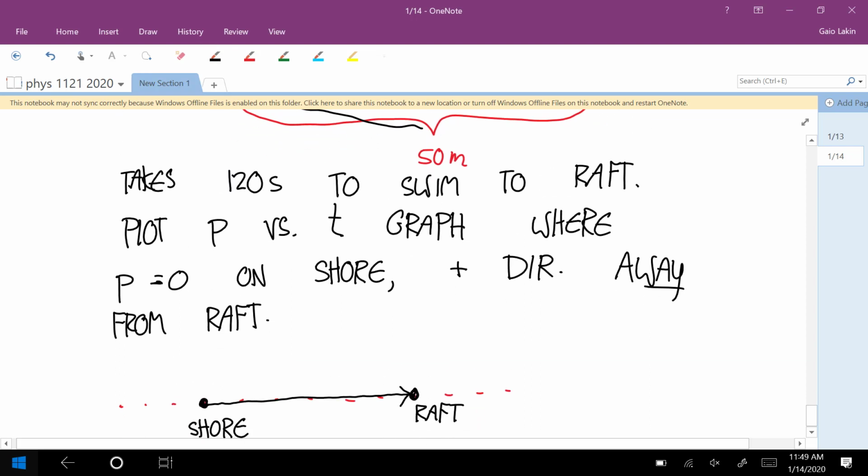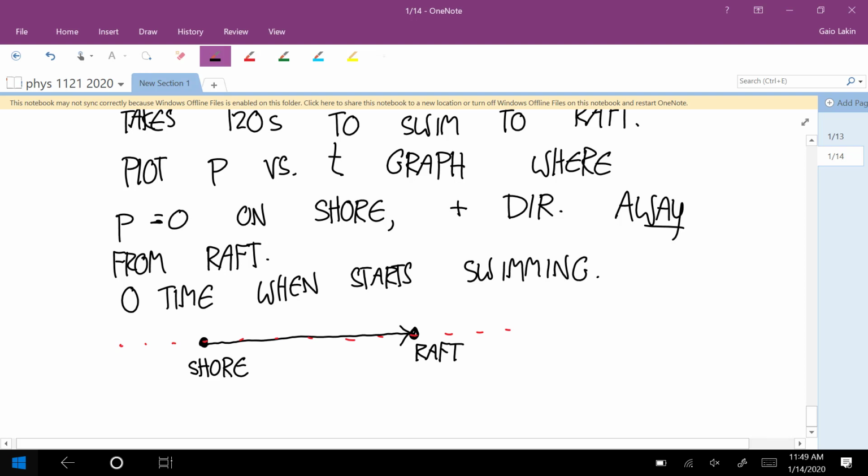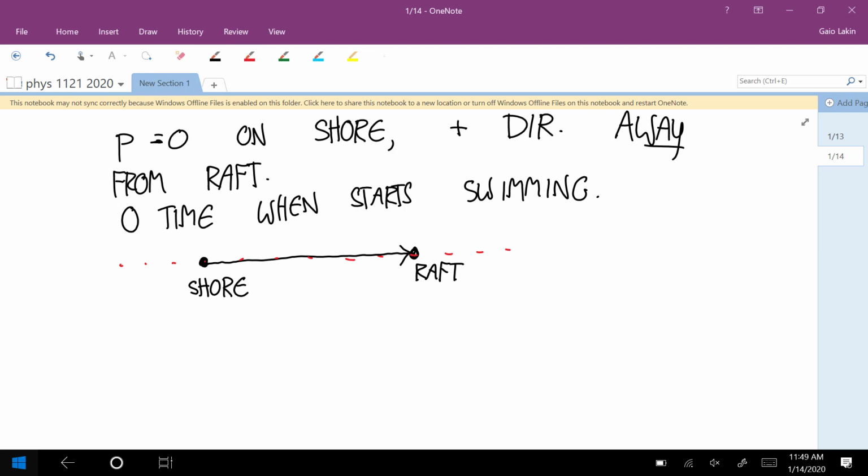Oh, and I didn't give, let's say also, the 0 time is when he starts swimming. If a problem doesn't say anything about that, you can just always assume that 0 time is when the motion starts. Okay, well, the swimmer is at the shore at 0 seconds.